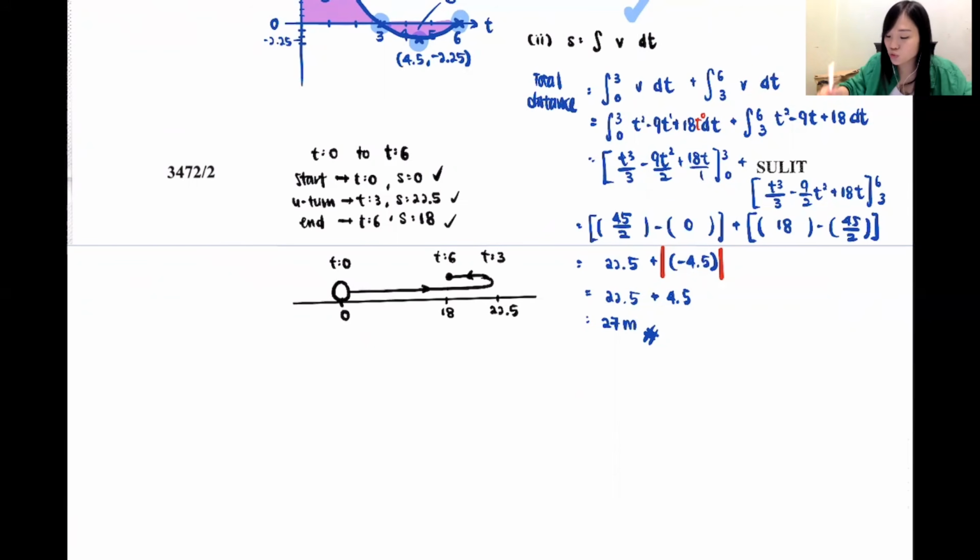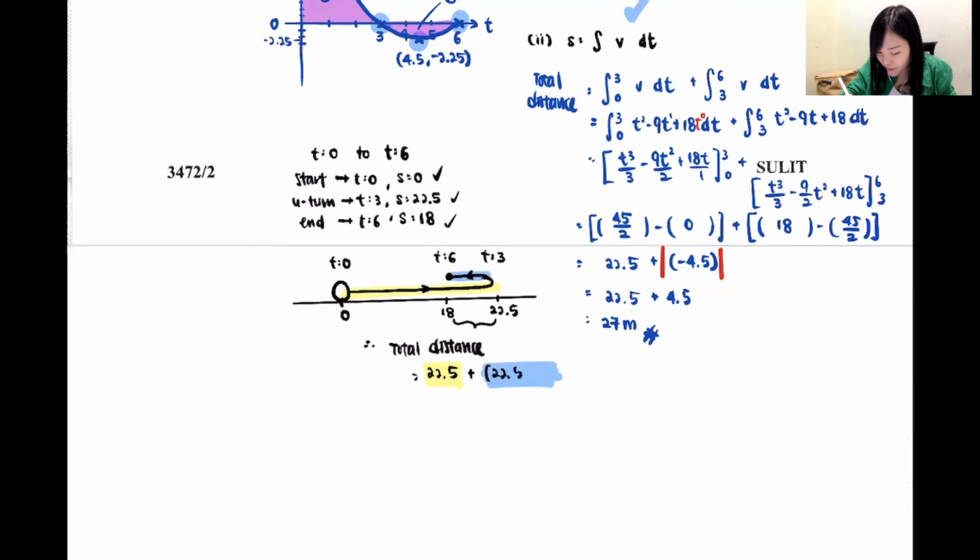So you see, without need to do all this thing, you just draw how the journey looks like for the first 6 seconds to find the total distance. I think it's super easy. Isn't it? The total distance will be this yellow color one plus this blue color one. So the yellow color one, 0 to 22.5, 22.5. The blue color one is in between 22.5 to 18. Isn't it 22.5 minus 18? If you guys press calculator, you also get 27 meter. Exactly same answer. Can?